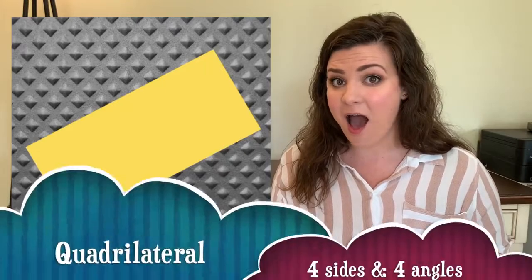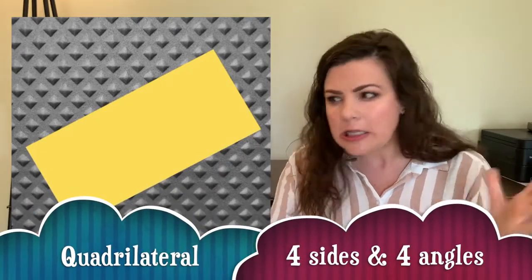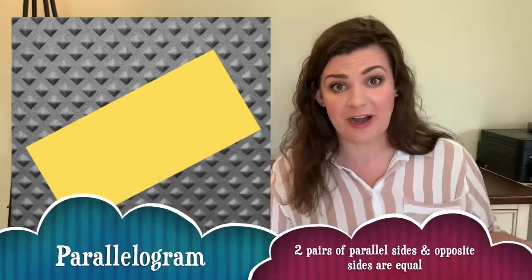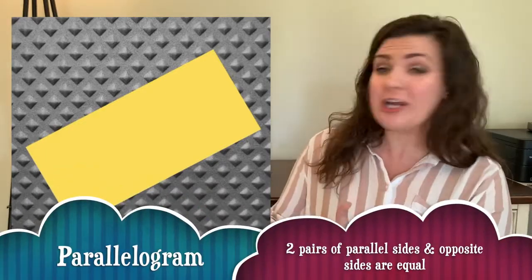It's your turn. Look at this polygon. We know that it has 4 sides and 4 angles, which makes it a quadrilateral. Now look a little closer. How many pairs of parallel sides do you see? Did you say 2? Fantastic, 2. And if you notice, those 2 pairs of parallel sides are equal in length. So that makes this quadrilateral a parallelogram.